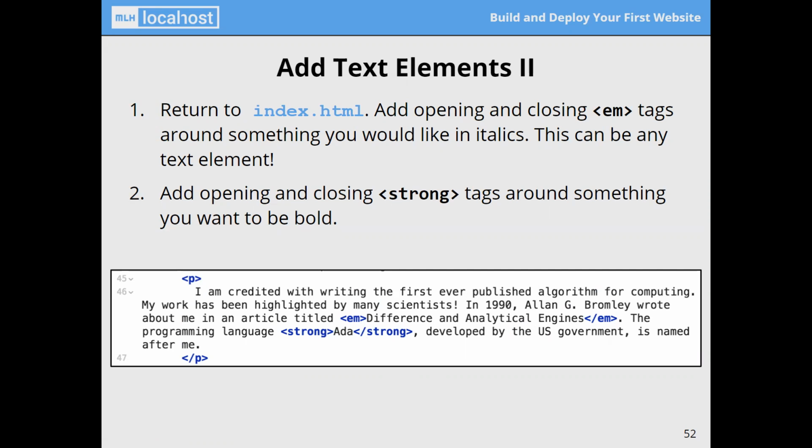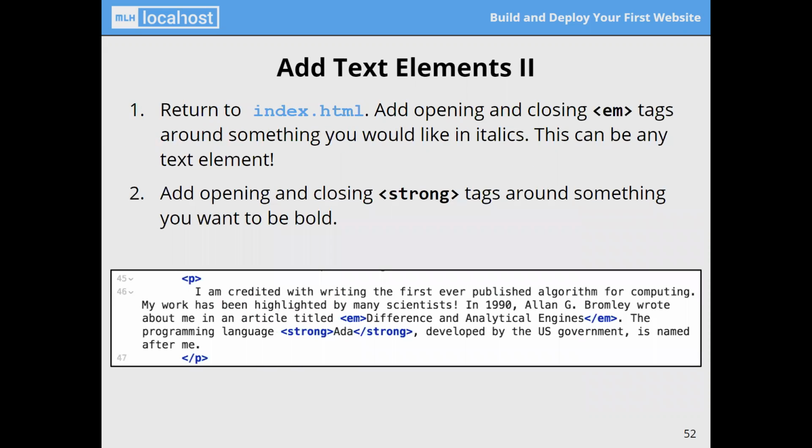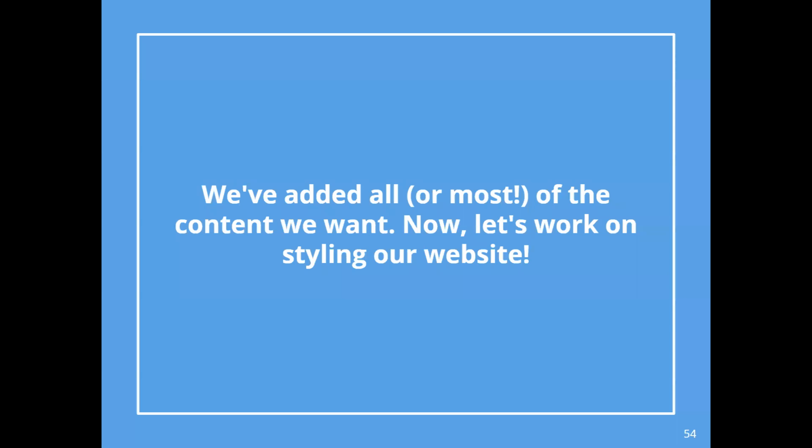And once you've done that, go ahead and click live just to see the changes that we've made. We always want to check in and make sure it hasn't crashed or anything. It should look something like this. Your whole webpage should look something like this. Now we've added a lot of the content that we wanted, so let's go ahead and start styling our website and rearranging things essentially.